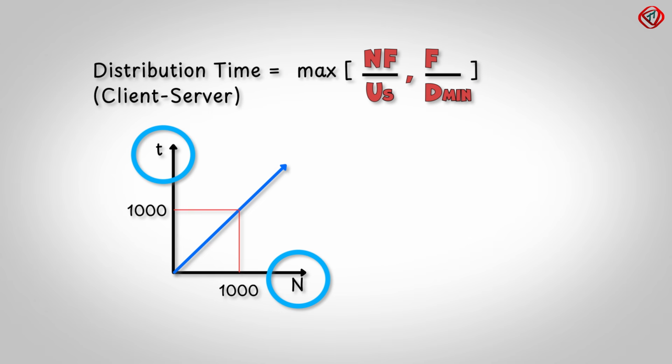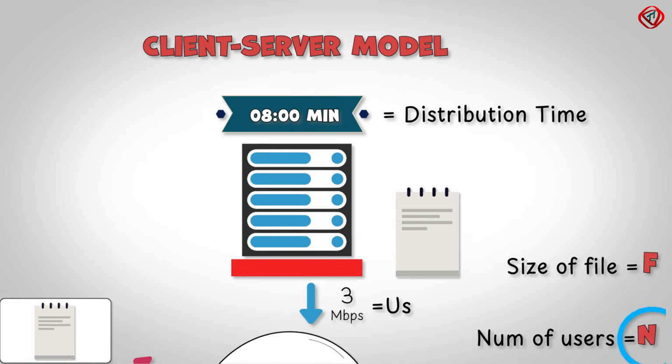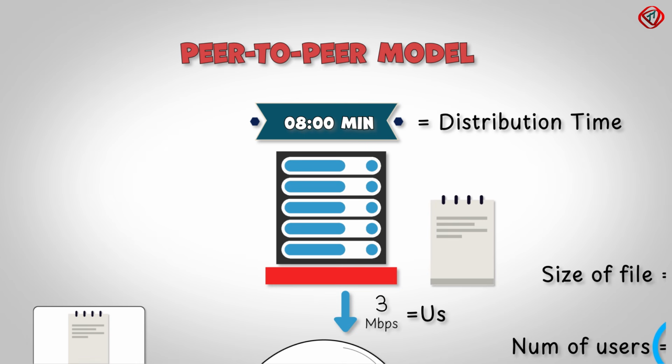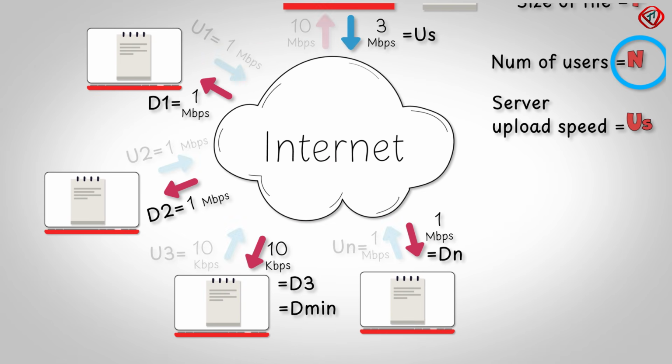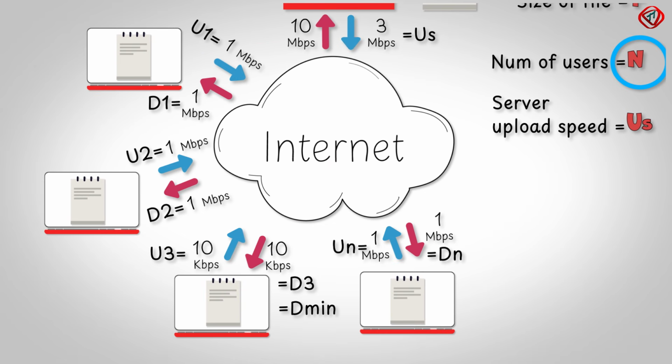That is why large downloads become slow and servers crash during high demand, because the server is doing all the work alone. Now, let's look at the peer-to-peer model. Here comes the twist. Users don't just download, they also upload and help others.